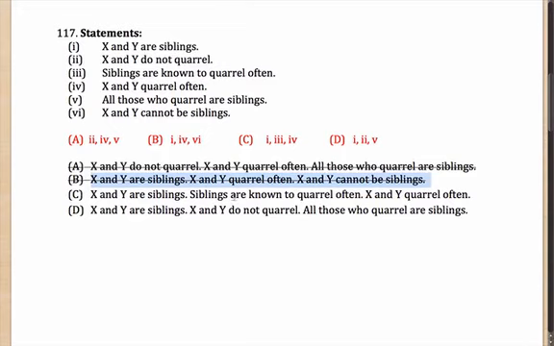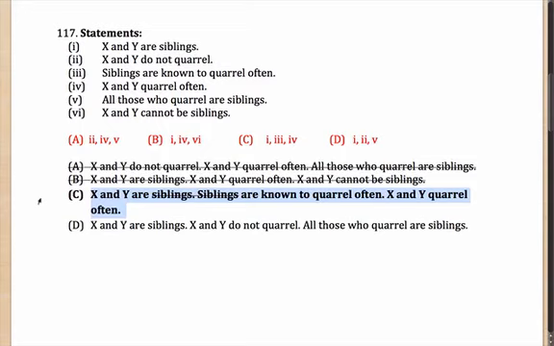X and Y are siblings, siblings are known to quarrel often. Yes. So here you have a common part, which is the siblings part. Eliminate that. What are you left with? X and Y quarrel often and X and Y quarrel often. So this makes a logical statement. So this is the true statement and C is our answer to this question. As you can see, this has become so much simpler.